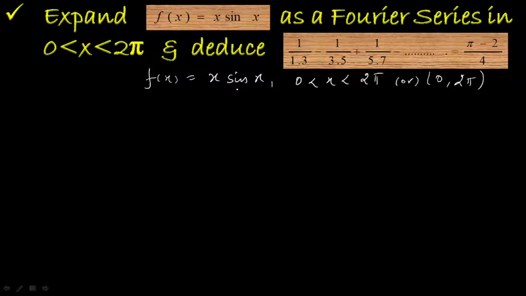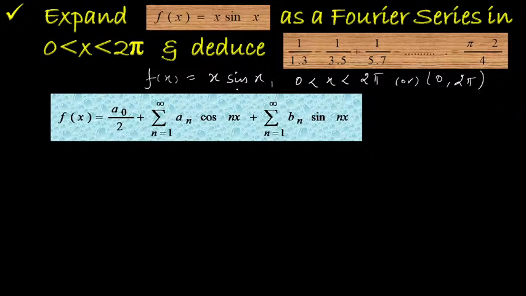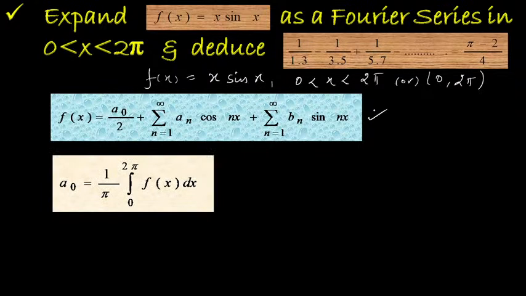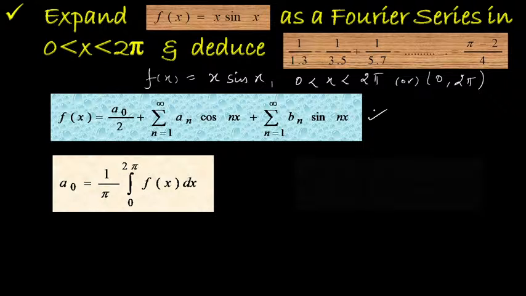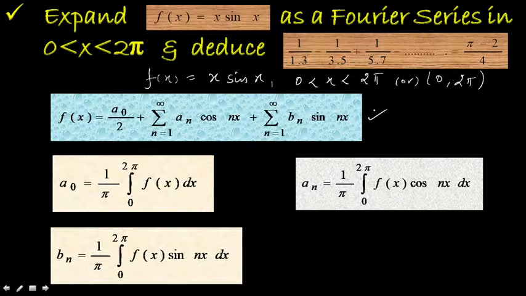Now you know the general Fourier series representation of a function f of x is equal to a naught divided by 2 plus sigma n varies from 1 to infinity a n cos n x plus sigma n varies from 1 to infinity b n sin n x. Here a naught, a n and b n are constants. These are calculated by making use of Euler's formula. a naught is equal to 1 over pi integral 0 to 2 pi f of x dx, and a n is equal to 1 over pi integral 0 to 2 pi f of x cos n x dx, and b n is equal to 1 over pi integral 0 to 2 pi f of x sin n x dx.